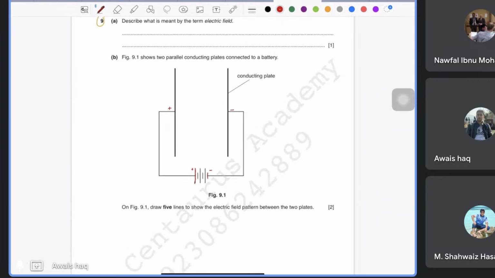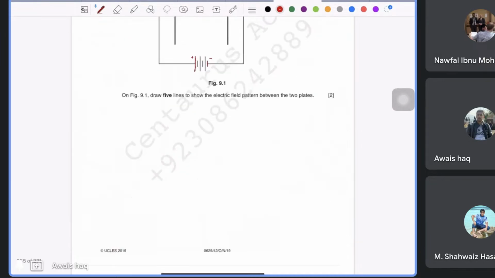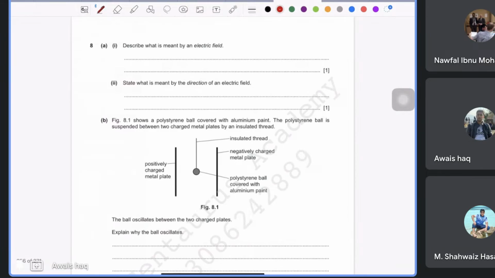Yes. Now you know the drill, and you're gonna draw this on your own and submit the work so that I can see them. Okay. Now I'm gonna do this question. Already you will do this as this, because it says describe what is meant by electric field. You already know that region where a charge feels the force. State what is meant by direction of an electric field. Can somebody please tell me that?